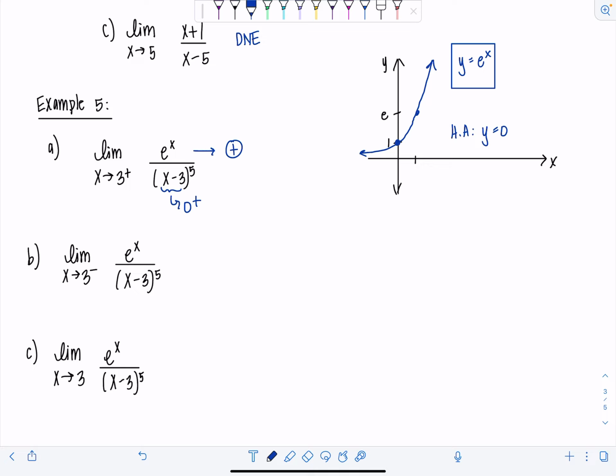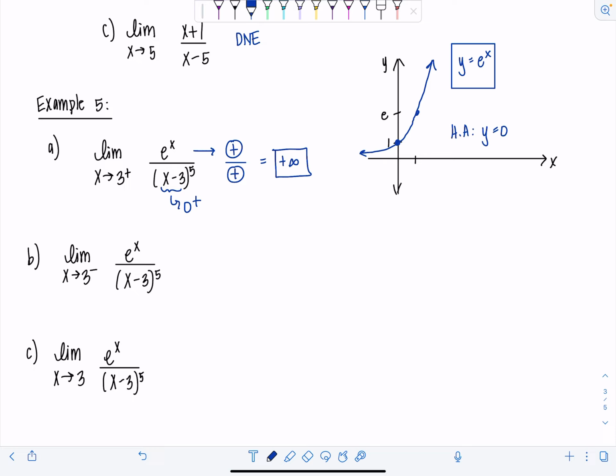I'm raising it to the 5th power. Since that's an odd exponent, it's going to stay positive. So I have a positive over a positive, denominator shrinking. So this limit's going to be positive infinity. Did we get it right? I hope so. Okay, next one.